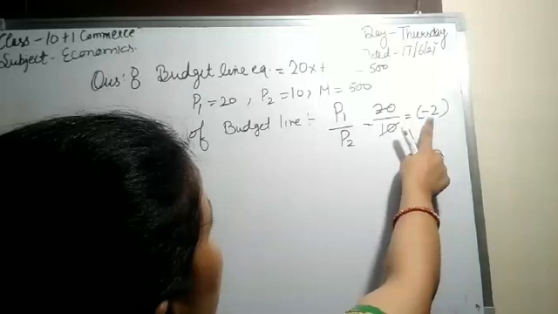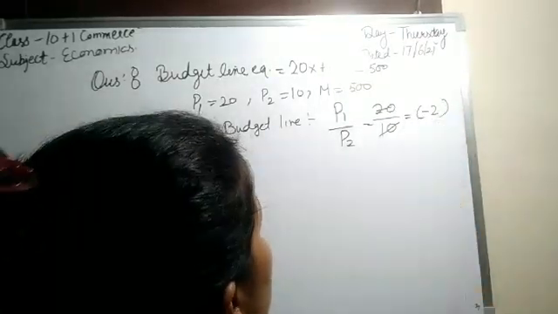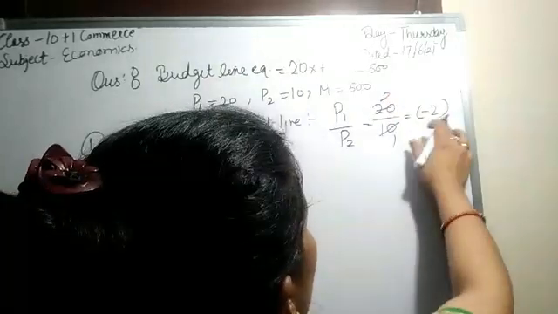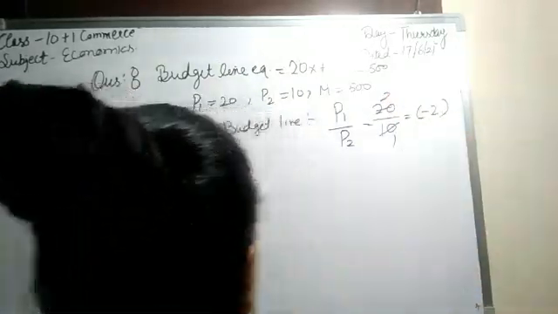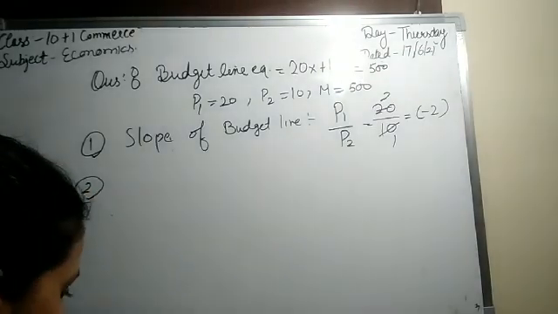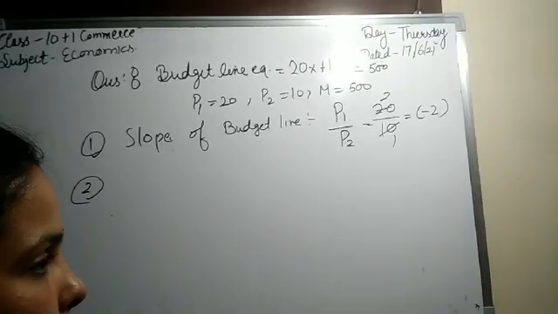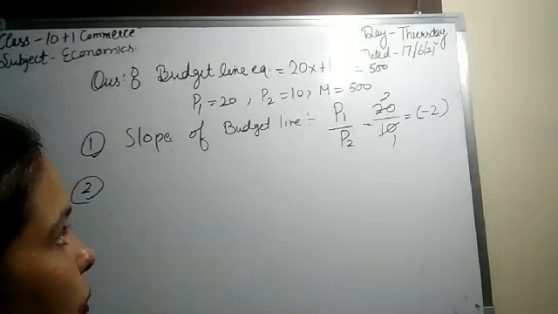So when we calculate it, we write -2, because the slope of the budget line is negative, diminishing. The next question asked is: when the total income is spent on X good, how many units of X good are purchased?